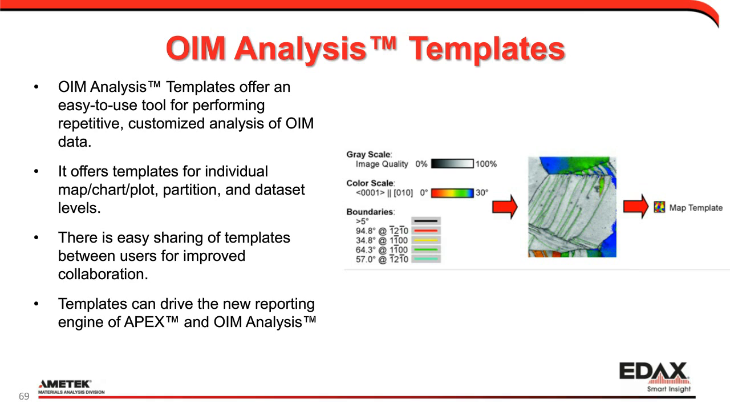And so what we're able to do is take these templates, which save all the different functions in OIM Analysis, and use them to create a report. This is great for customers who have repetitive analysis, but it's customizable. You can really tune it to what you're doing. So it's something we can define in OIM Analysis, but use in APEX. And so I wanted to show a little bit of the workflow for this.